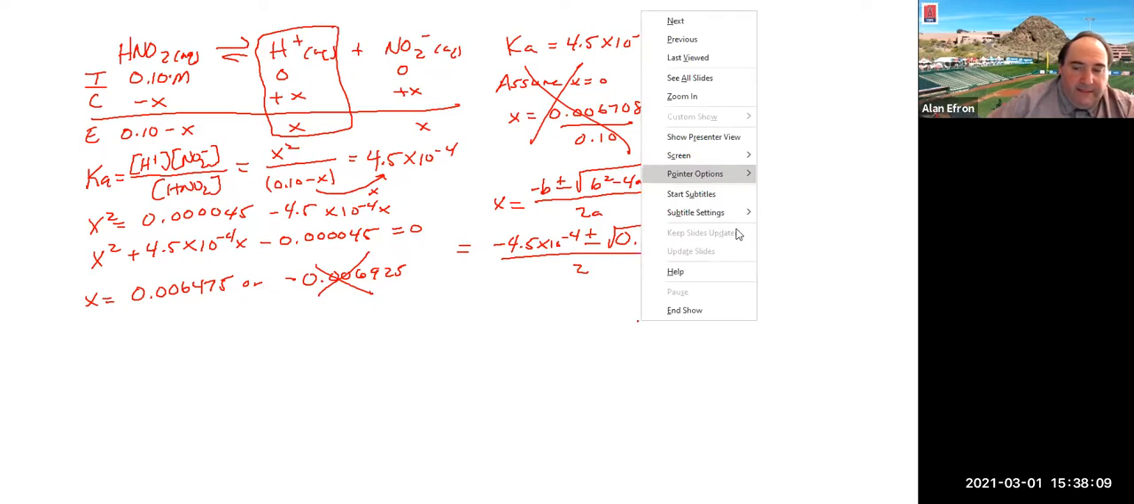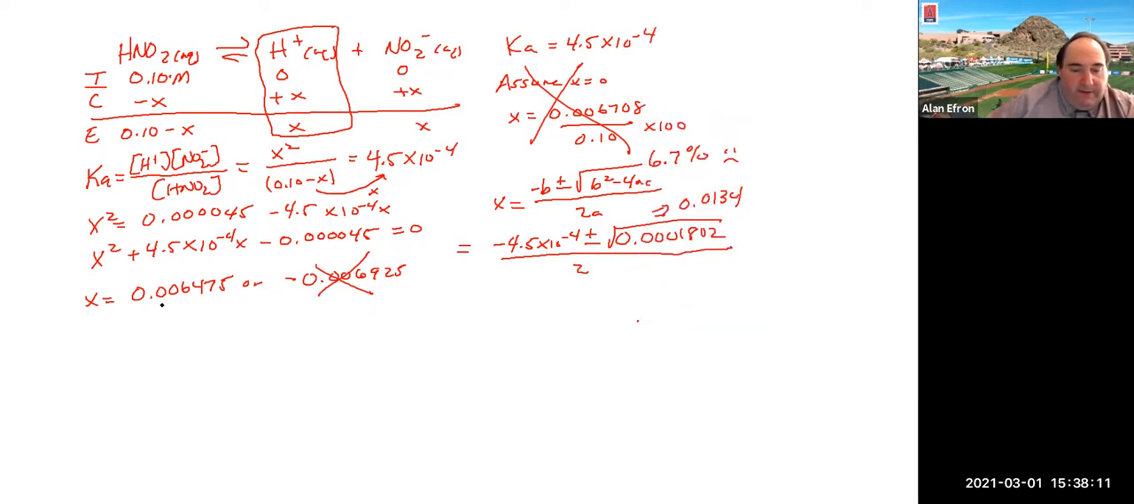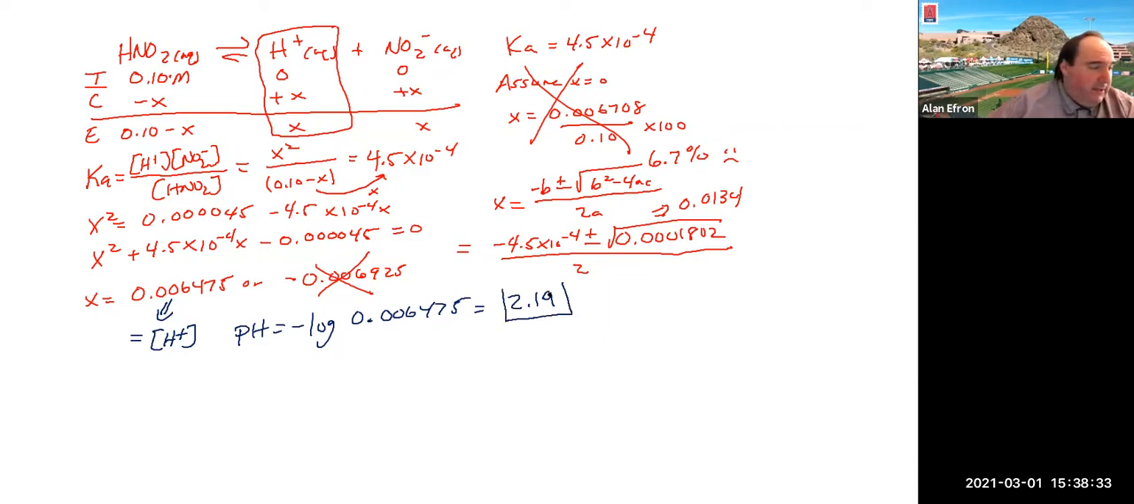That means that obviously the positive guy there should be the right one. That also means that that would equal the H plus concentration. And that means that the pH would equal minus the log of 0.006475. And looks like perhaps a 2.19 on our opening pH here in our titration of our weak acid. Any questions on that part A?